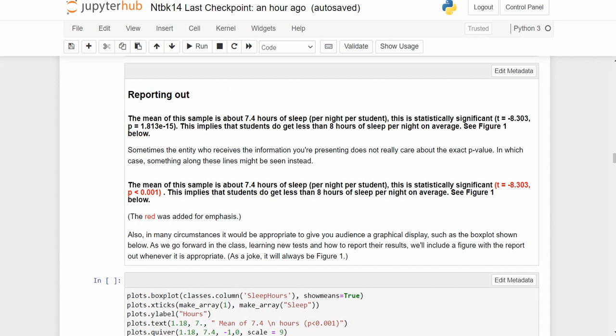And you can see that recorded in the notebook, they have what I just said, that the average in the sample is about 7.4 hours of sleep per night, and the p-value is very small. They say less than 0.001. But again, this implies that we have evidence that students do get less than 8 hours of sleep per night. We rejected the null, and that means that we do have evidence for the alternative, that students get less than 8 hours of sleep at night.